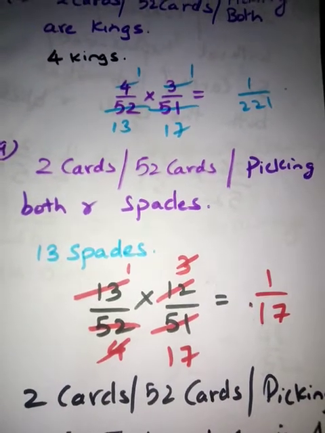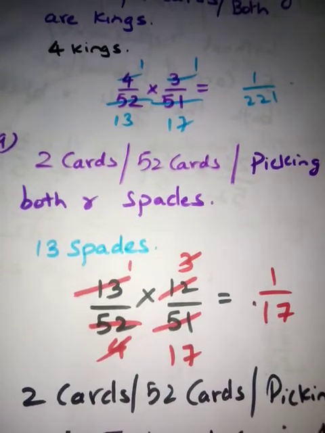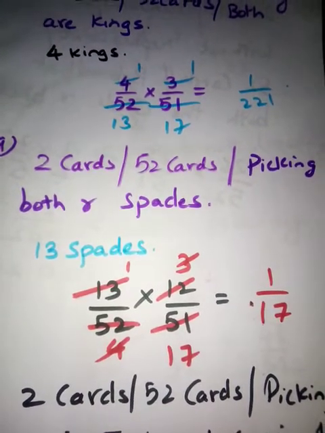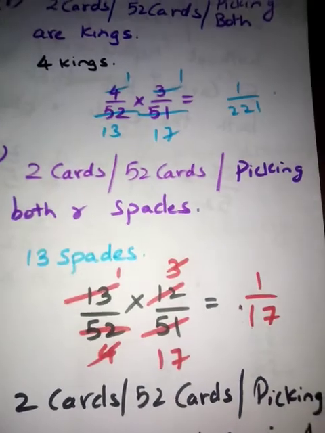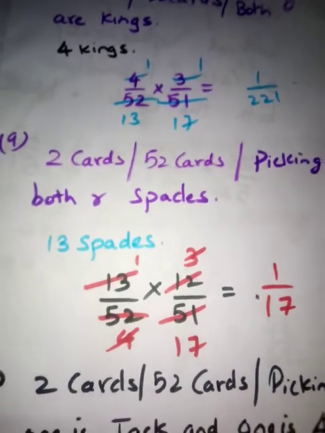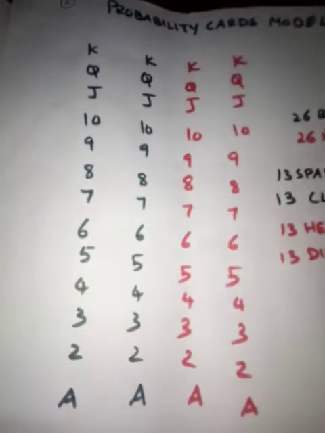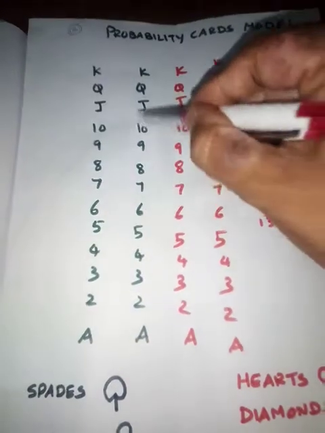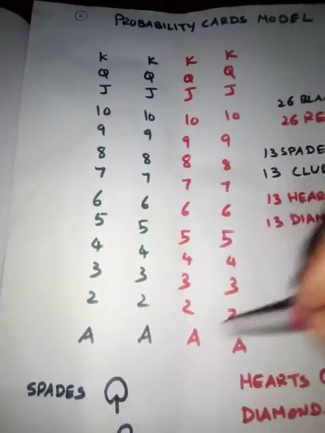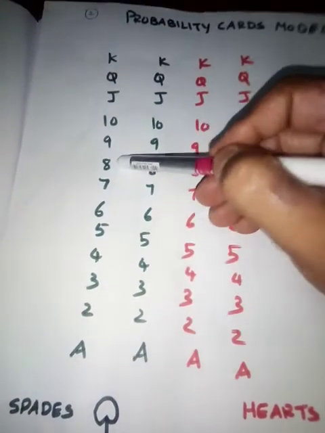Two cards we have to pick up from a deck of 52 cards which are completely shuffled. Both the cards must be spades. Now if you see here, there are 13 spades. These are again clubs. These are again hearts. These are again diamonds. We are not interested in all these 3. We want only the first case.